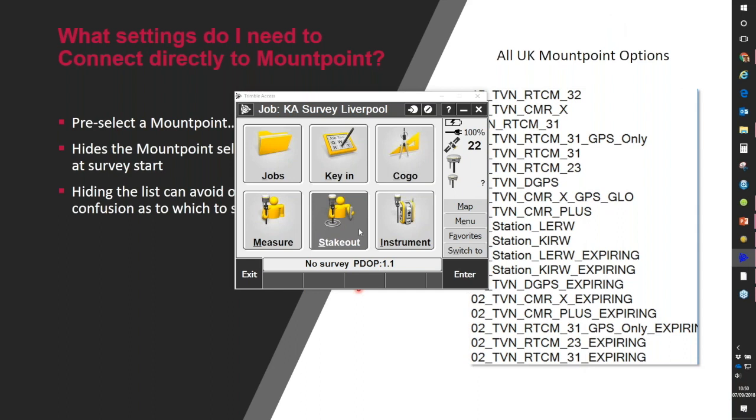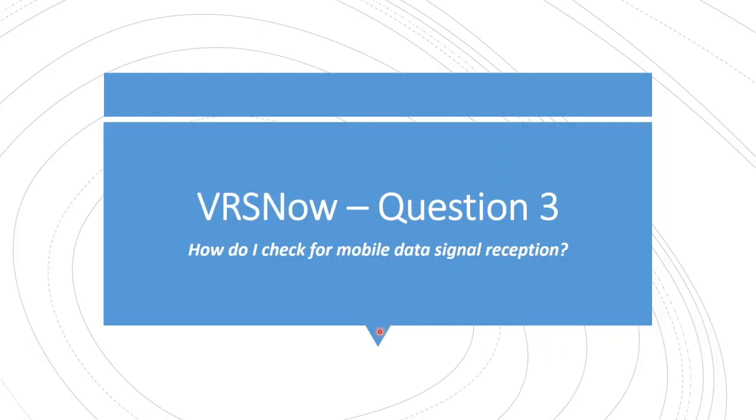So let's move on to the next question, which is, how do I check for mobile data signal reception? So our top VRS tip was to establish the internet connection before starting your survey, as without an internet connection, a VRS survey isn't possible. But what happens if you try to connect and aren't successful?